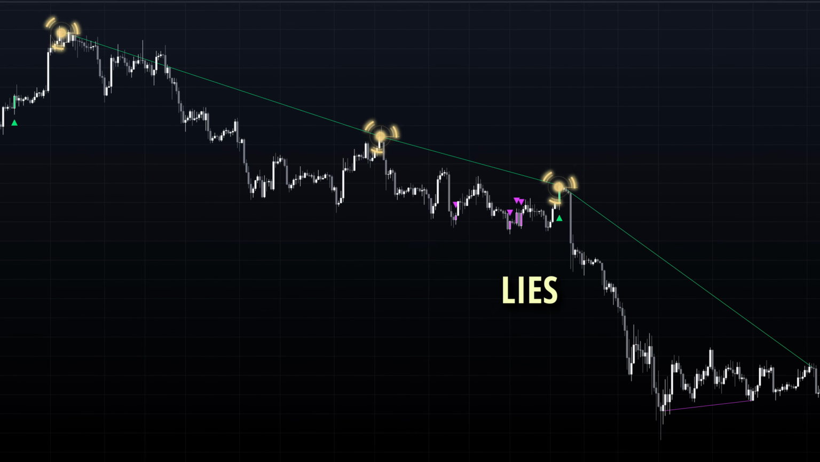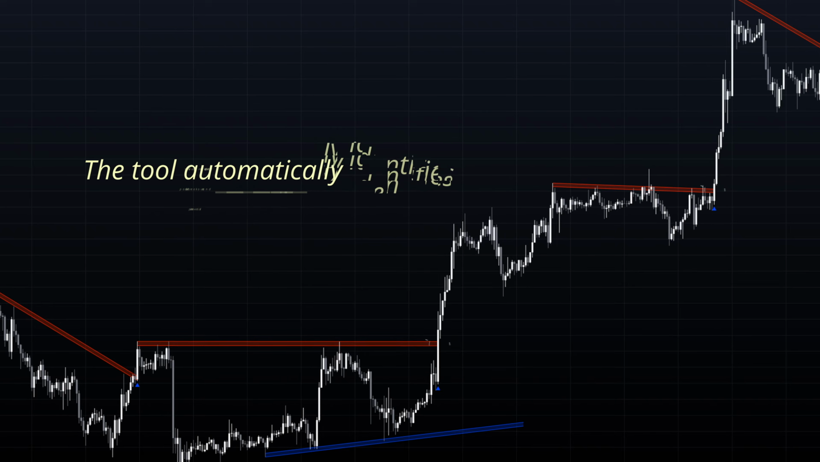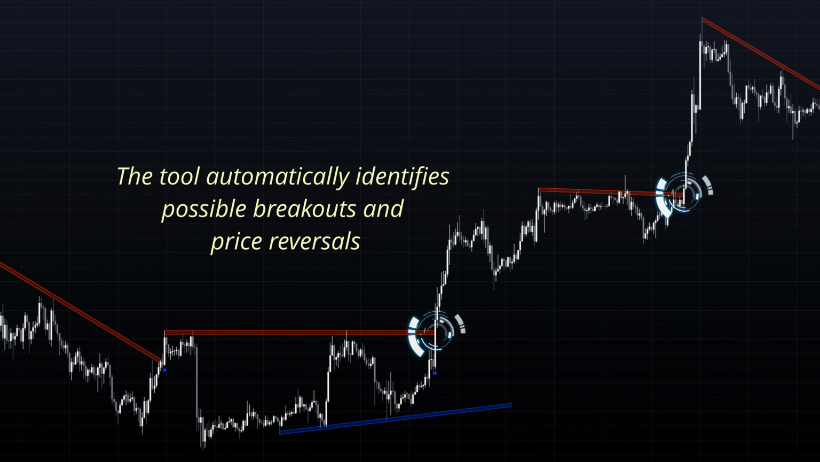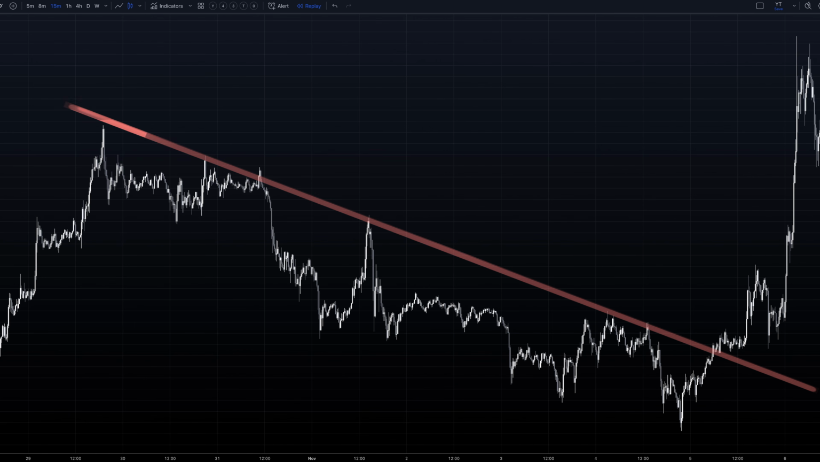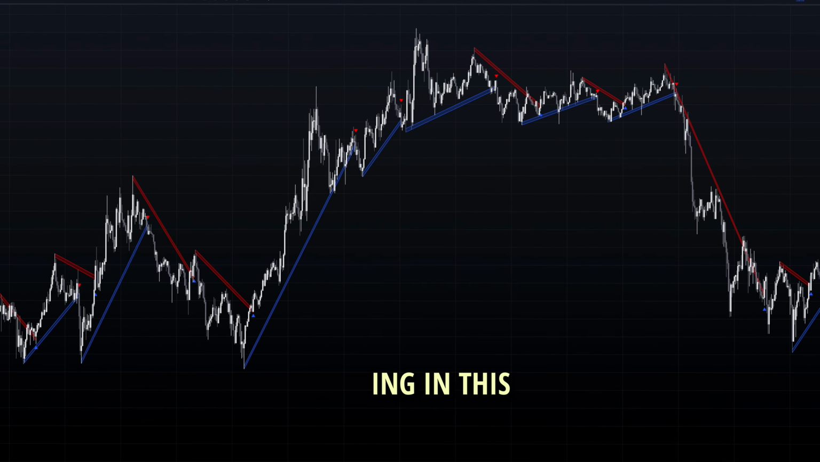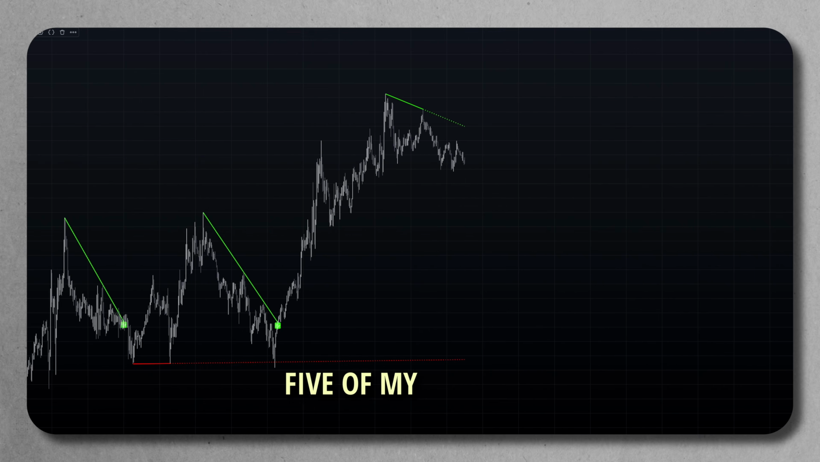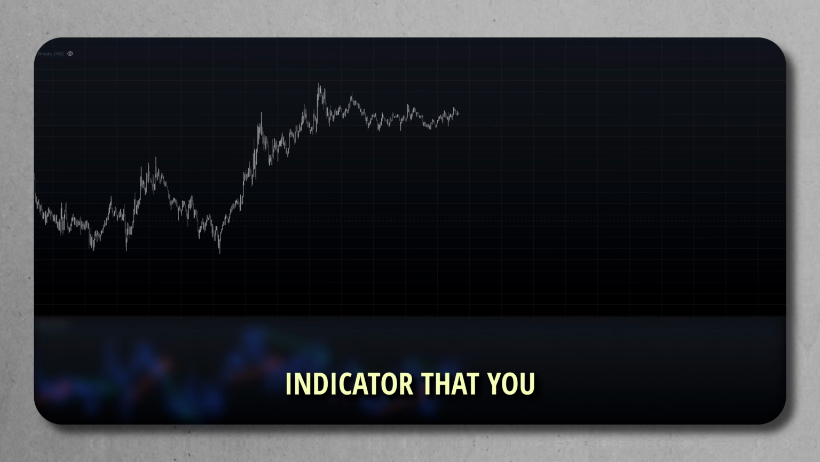The core functionality lies in its ability to connect pivot points and draw trend lines. This is a tool designed to help traders identify potential market breakouts and reversals. A trend line is one of the most reliable tools in technical analysis, as price consistently respects it. The auto trend lines indicators on TradingView can significantly simplify your trading. In this video, we'll explore 5 of my favorite auto trendline tools, including a surprising 5th indicator that you won't expect.